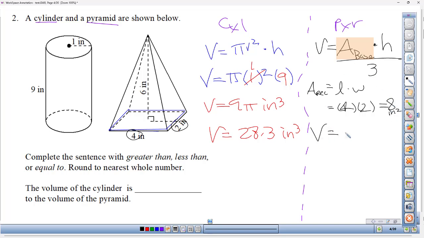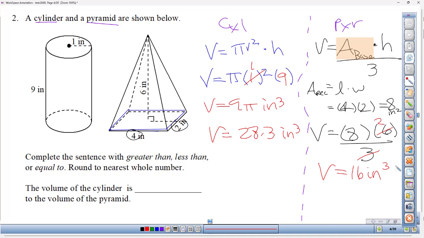So let's go back to this problem. Area of the base, which we just worked out, times our height, all divided by 3. Our area of our base was 8, and our height is 6. All right, 8 times 6. I actually am going to divide first. 3 goes into 6 twice. If this part bothers you, just multiply and then divide, but I'm going to divide first, and that means my volume is going to come out to be 8 times 2. That comes out to be 16 inches cubed.